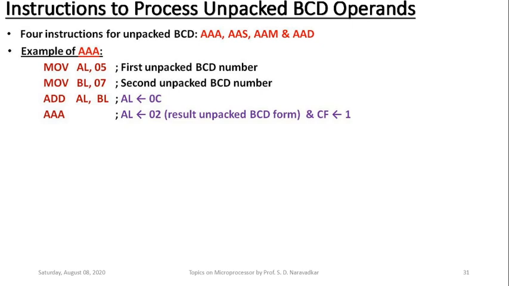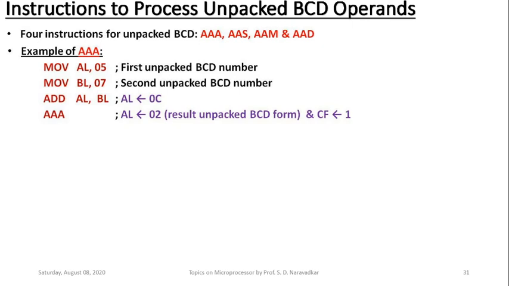Then the third instruction is ADD AL, BL. So the result copied into the AL register will be 0C, because the processor will treat both numbers, 05 and 07, as hexadecimal and carry out the addition, and the result copied will be 0C within that accumulator. But this particular 0C was not expected in case of an unpacked BCD result here. So the AAA instruction will be used here.